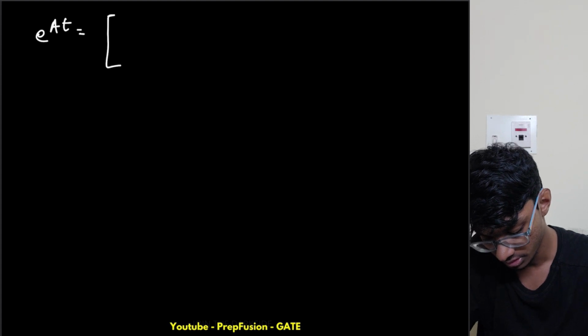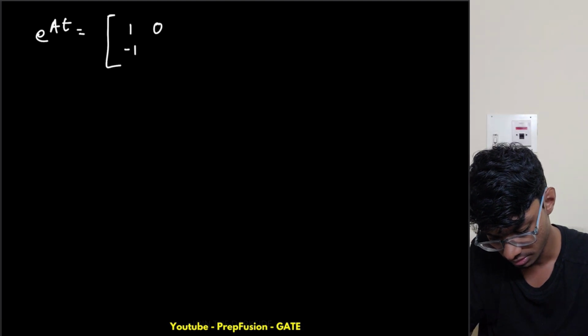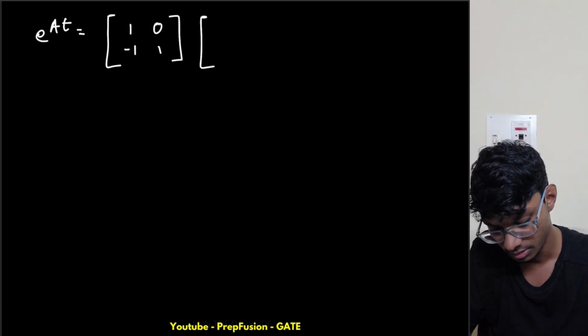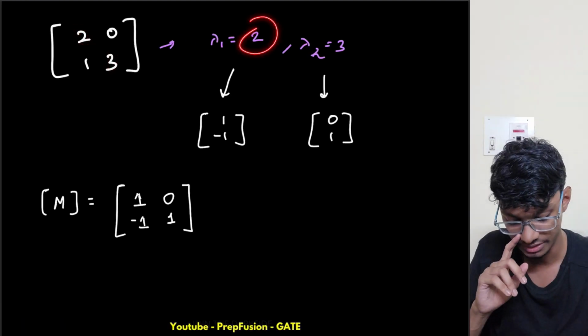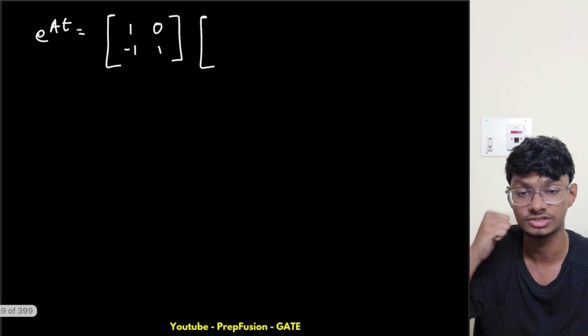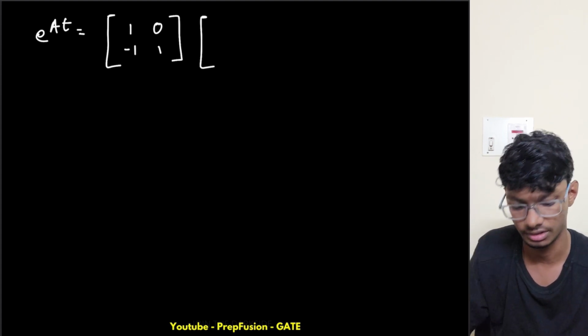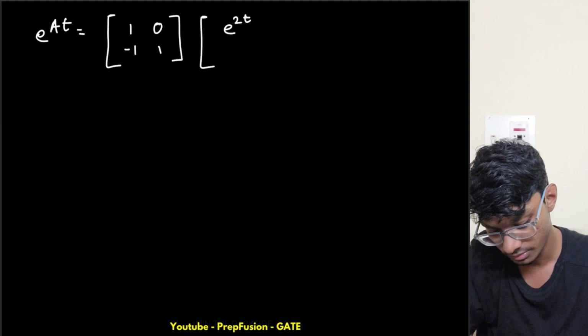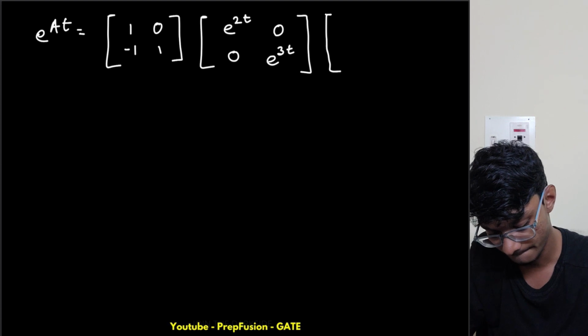For computing e raised to power At, what will we compute? Simply M D M inverse. So M, what we have is 1, minus 1, 0 and 1. And what is e raised to power Dt? It is just e raised to power of the eigenvalues on the diagonal elements. So e raised to power 2t, 0, 0, and e raised to power 3t, and this is 1, 0, 1.